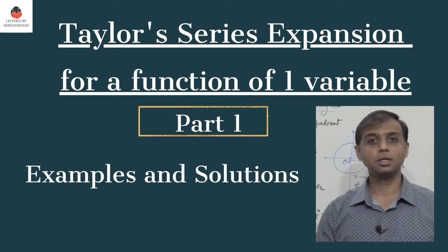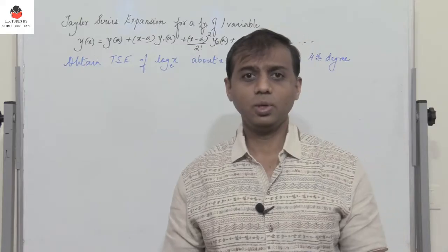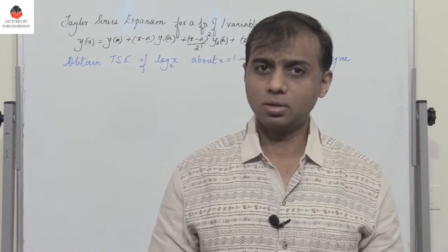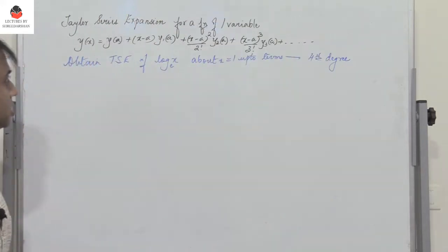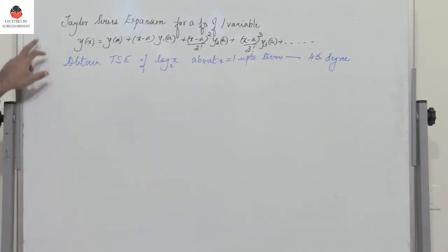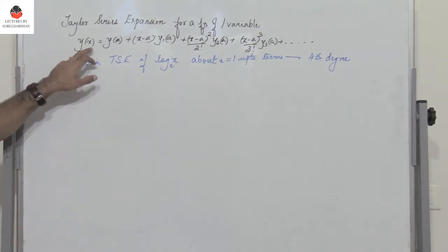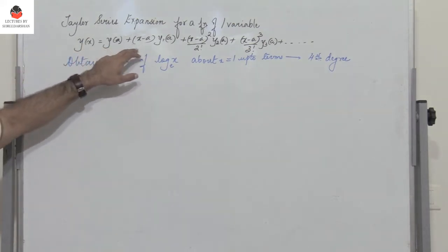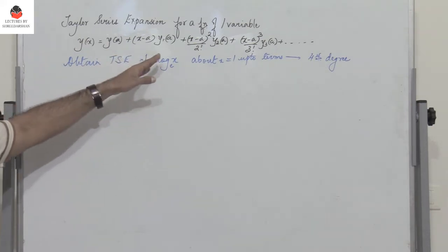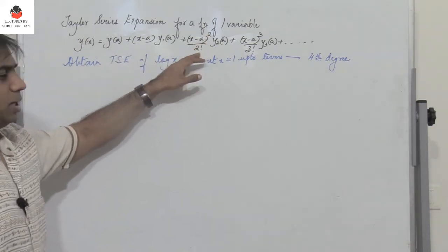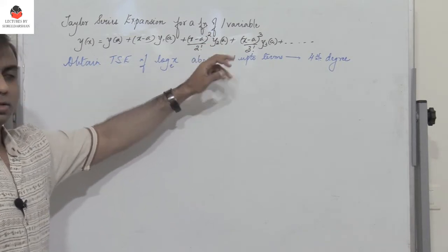Hello students. In the previous two lecture sessions, we had taken a few problems related to Maclaurin series, and today in this session we shall solve a few problems related to Taylor series expansion for a function of one variable. The Taylor series expansion is given by y of x equals y of a plus x minus a y1 of a plus x minus a the whole square by 2 factorial y2 of a and so on.